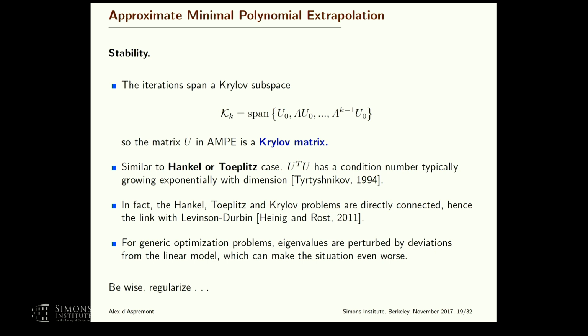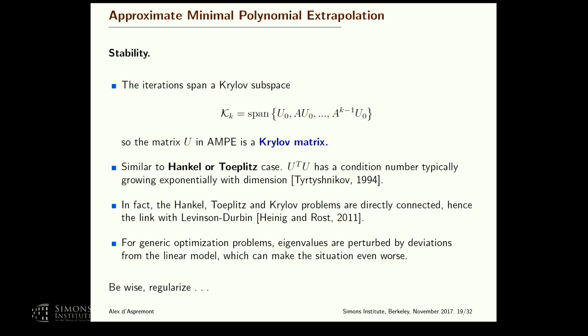Why? It's easy to see why. If you look at the matrix in the linear system you're solving to get the weights, it has a very specific structure. By construction, it's going to look like a Krylov matrix. And that's bad news, because Krylov matrices are inherently poorly conditioned.